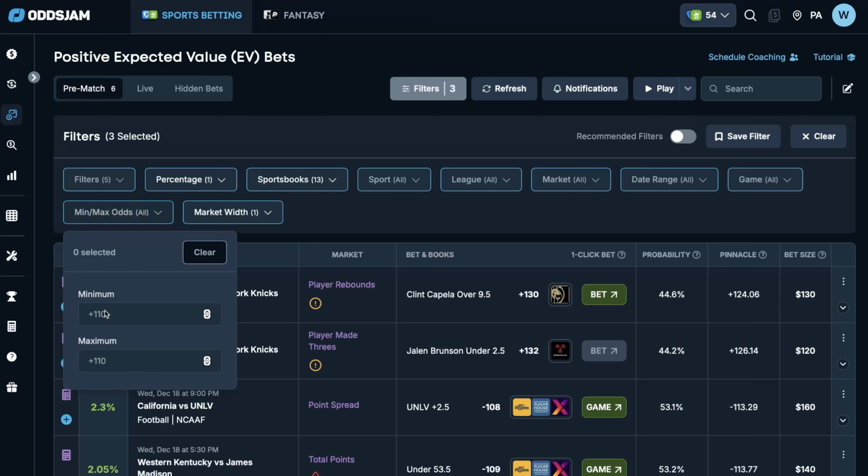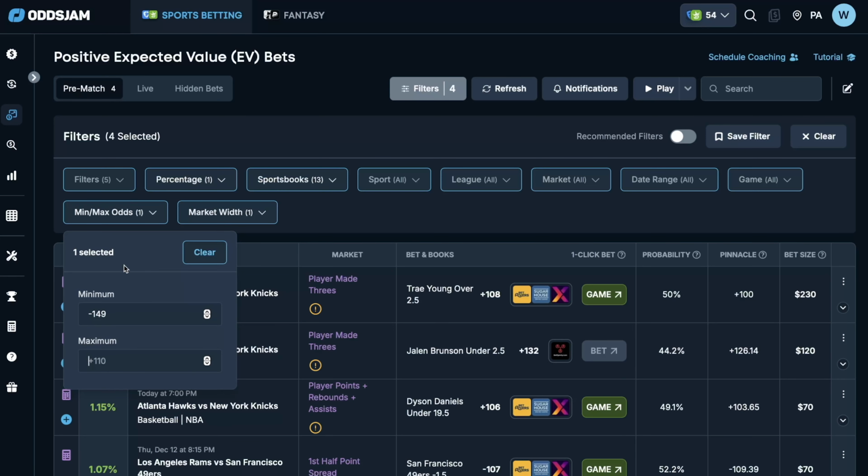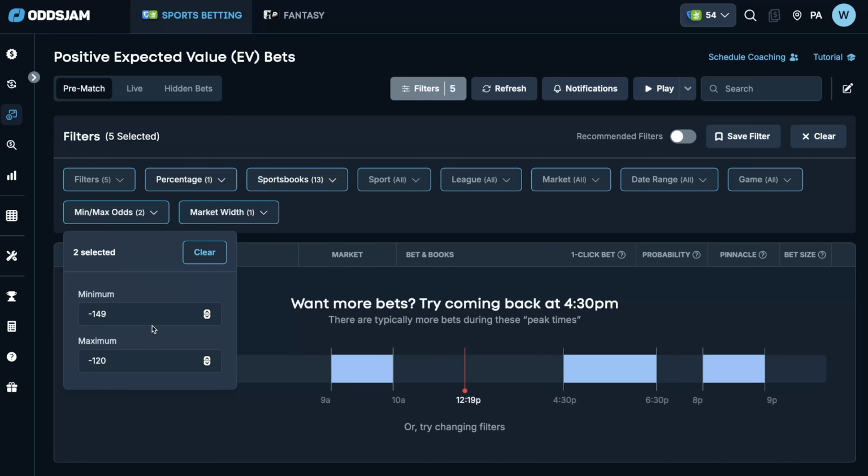Now, for our next range of odds, we're going to wager 90% of 1 unit, so $90 on plays that live in the minus 149 to minus 120 range.